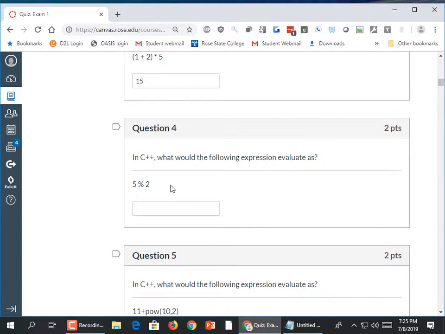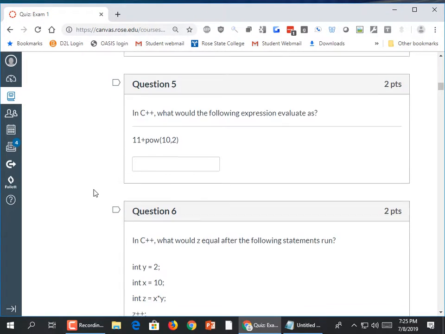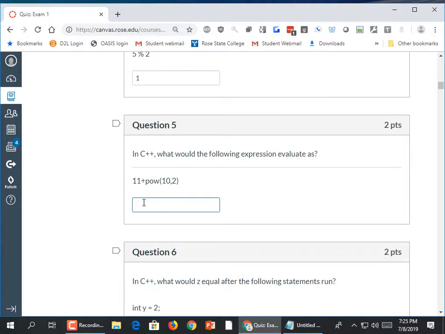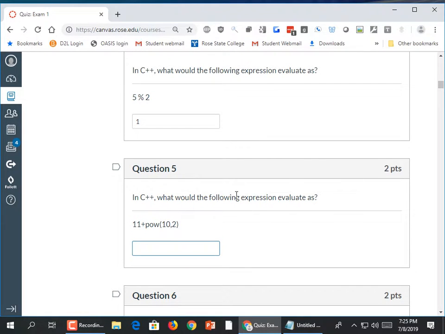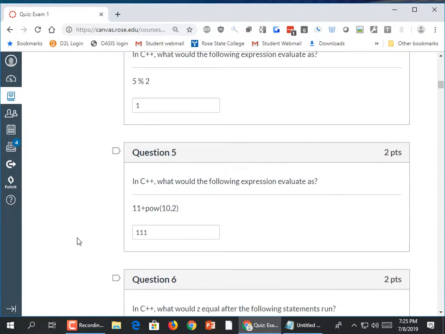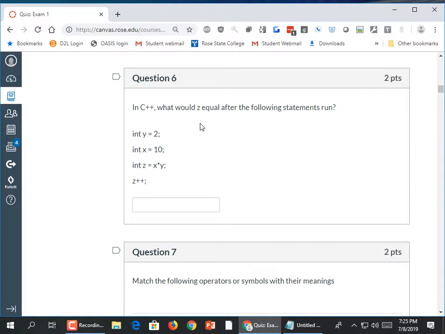What would the following expression evaluate as? 2 goes into 5 2 times with a remainder of 1. If I need to pause on this, slow me down. But a lot of these things, the vast majority of people got right. What would this evaluate as? Well, 10 to the power of 2 is 100, plus 11 is 111. What will z equal? This is another one the vast majority got right. 2 times 10 is 20. Then you add 1 to it. It becomes 21.